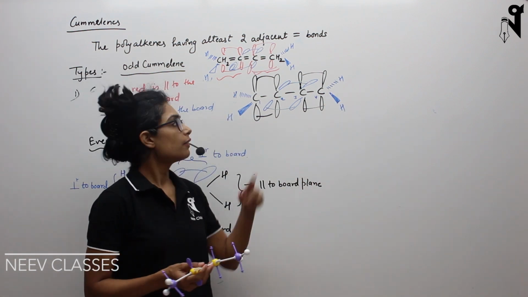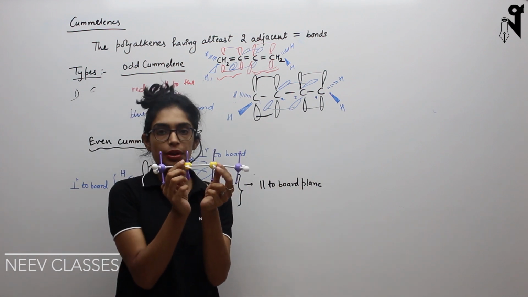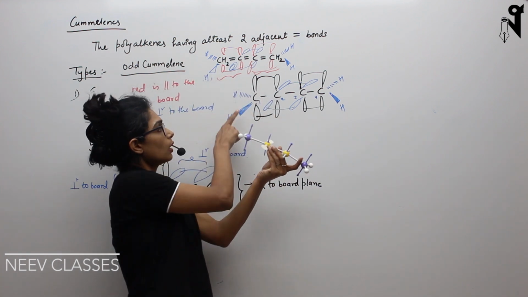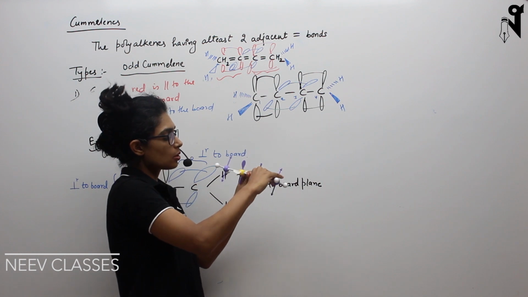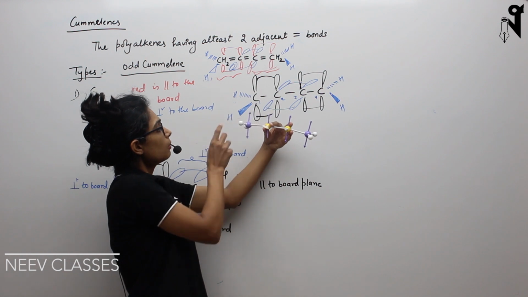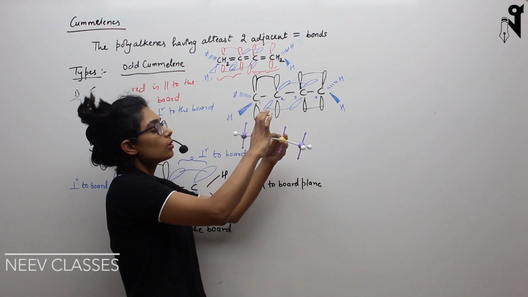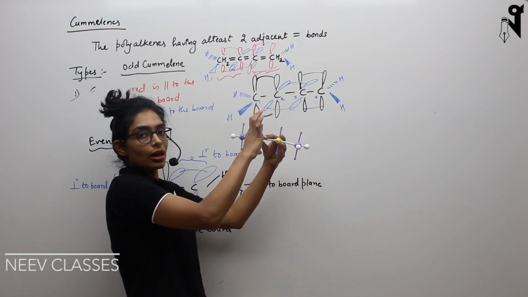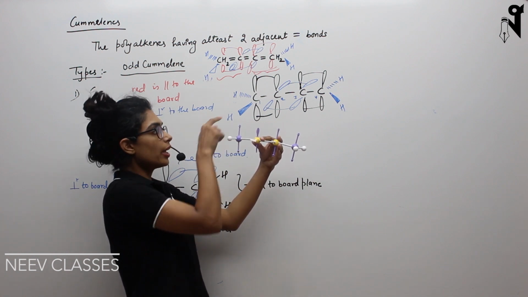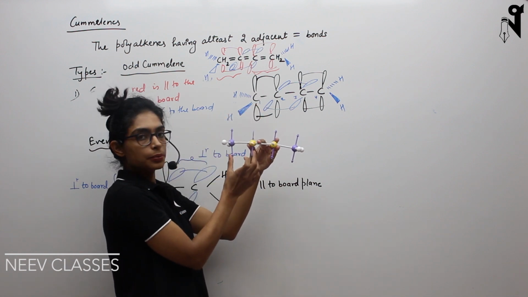The same thing which I have just explained, I am now explaining with the orbital diagram, the 3D picture. Now just look at it. Assume this is my carbon 1. I hope you can see. This is one p orbital, and this is the other p orbital. This hydrogen is perpendicular to the plane of the board, and this is parallel to the plane of the board. So these two are making the pi bond.